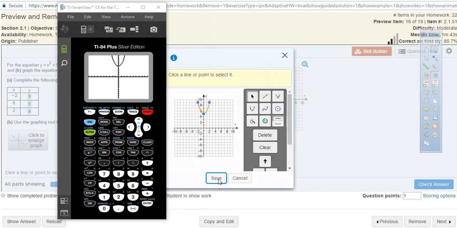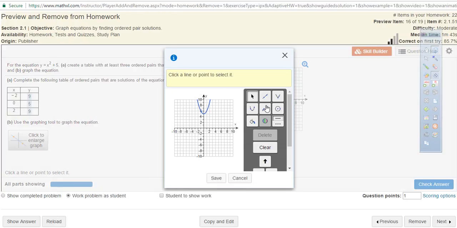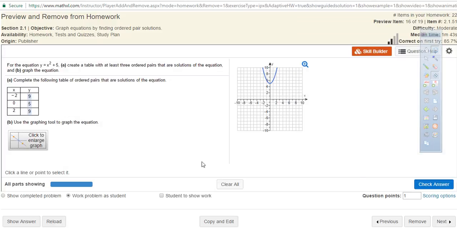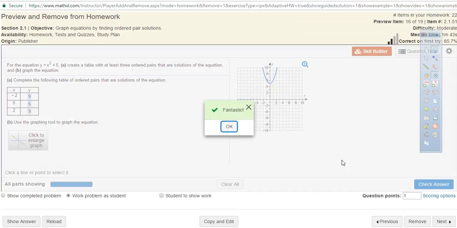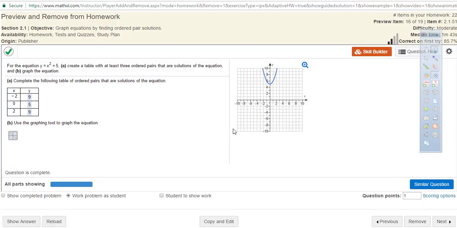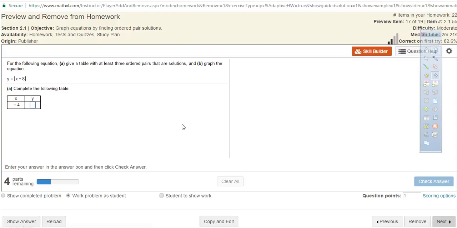So I say save, I check, and oops, what's going on? Save, and check. That was the wrong spot. Good job. All right, a couple more, because I just want to show you where to find the tools, okay? So the next one's absolute value.